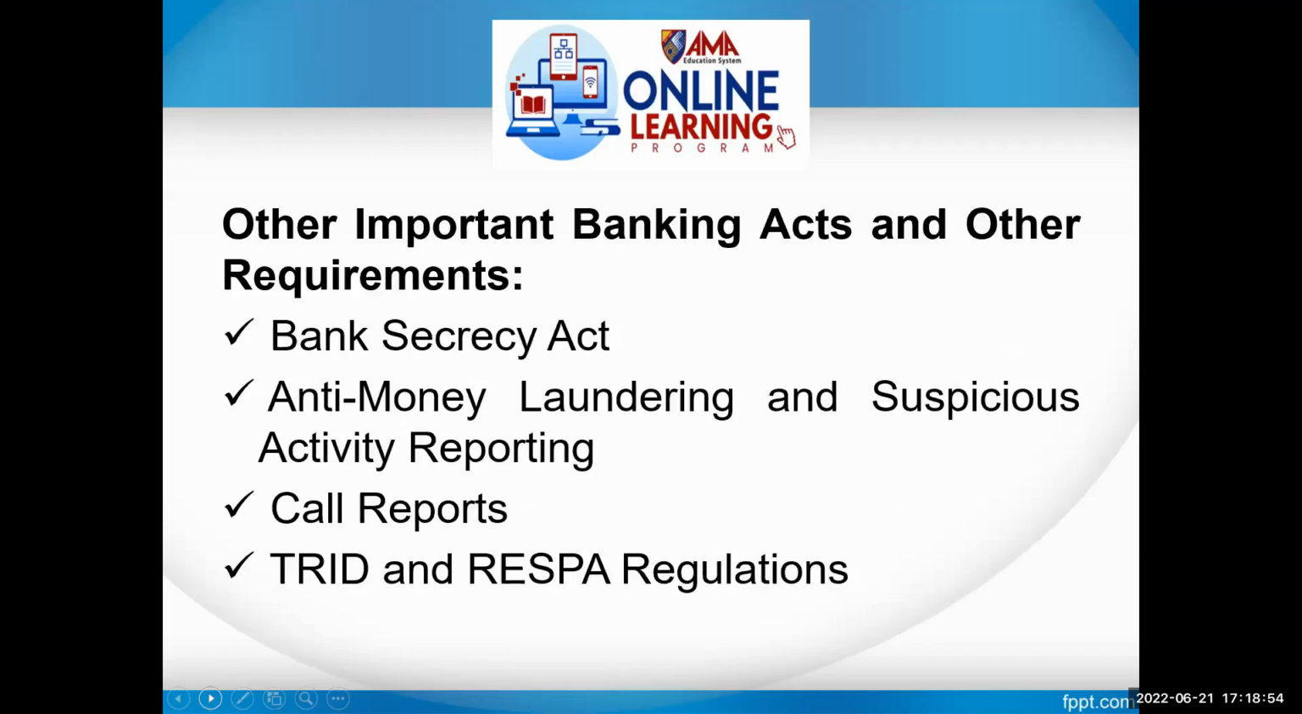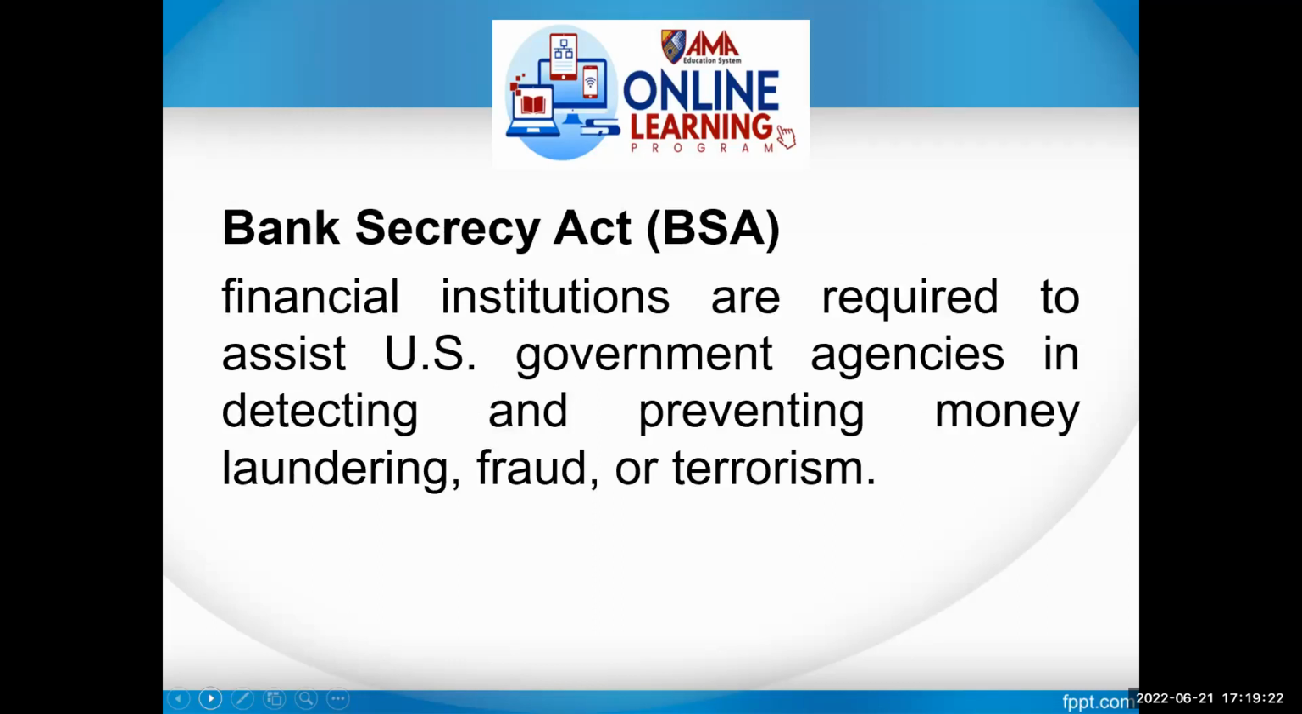So there are other important banking acts and requirements in the United States, namely the Bank Secrecy Act, Anti-Money Laundering and Suspicious Activity Reporting, Call Reports, TRID, and RESPA regulations. Under the Bank Secrecy Act, financial institutions are required to assist U.S. government agencies in detecting and preventing money laundering, fraud, or terrorism. So although there is a bank secrecy law, in cases where they are needed to assist the government of the United States, specifically for those mentioned reasons, they are mandated to do so.